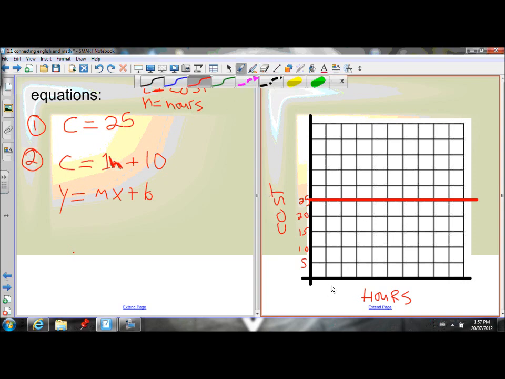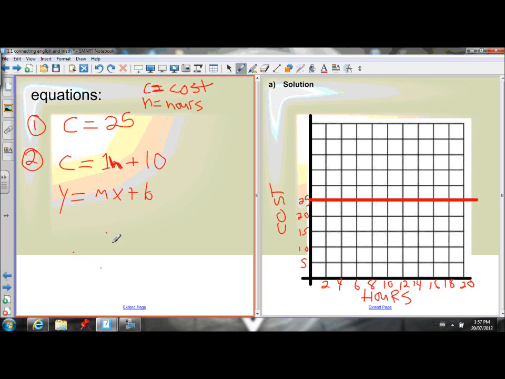So 2, 4, 6, 8, 10, 12, 14, 16, 18, 20. Okay. Also, one more thing to note before we graph the second one.